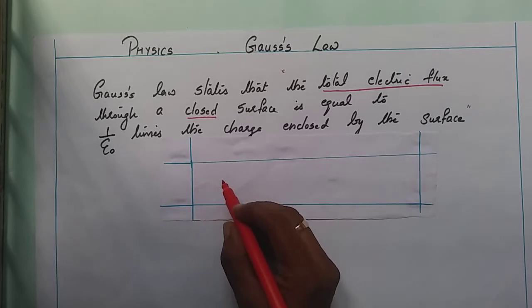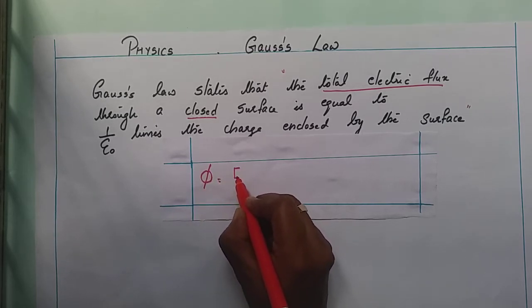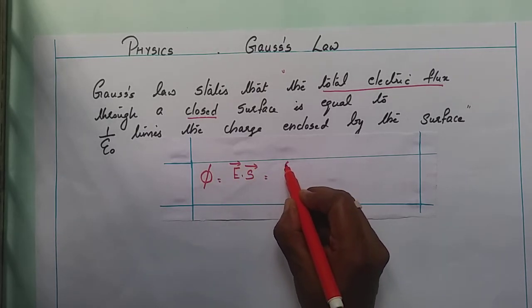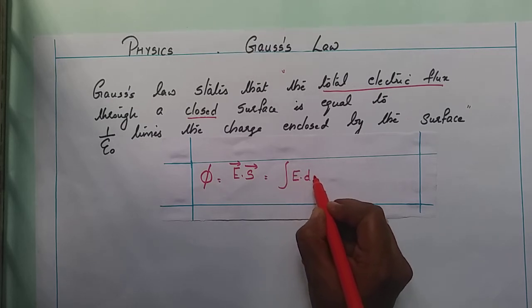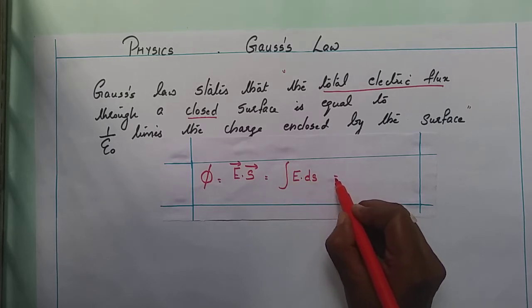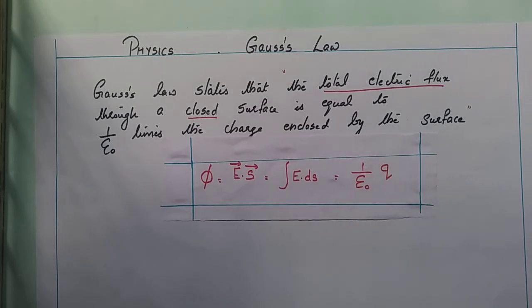And we can write the mathematical expression as total electric flux. We can write phi equal to E dot S. The formula for electric flux is E dot S, and we can write it as integral E dot ds. If ds is a small area, then we can write the total electric flux is integral E dot ds equal to, according to Gauss's theorem, 1 by epsilon 0 times the charge. This is called Gauss's law. Total electric flux is equal to 1 by epsilon 0 times the charge enclosed. Hope you understand what is uniform charge distribution and the statement of Gauss's law.